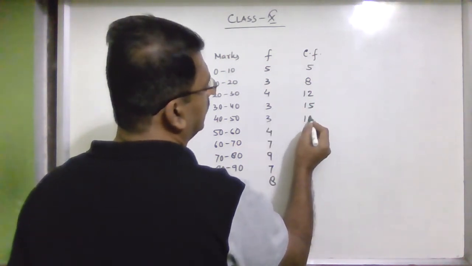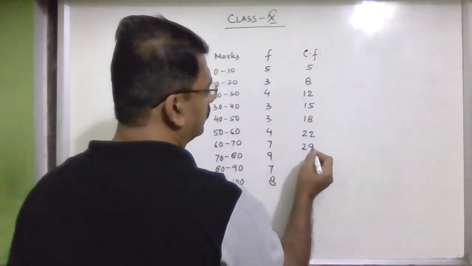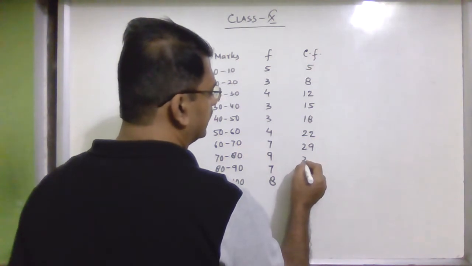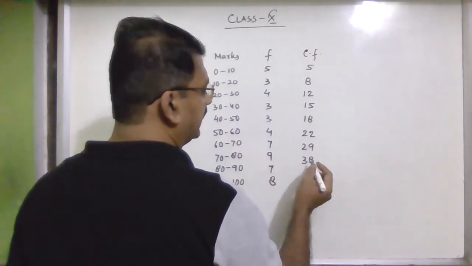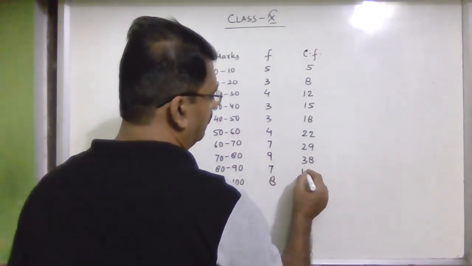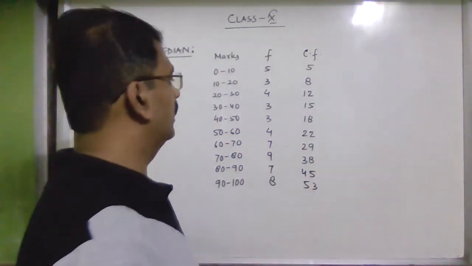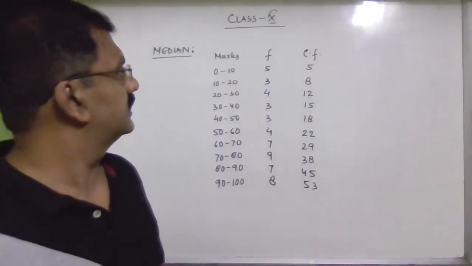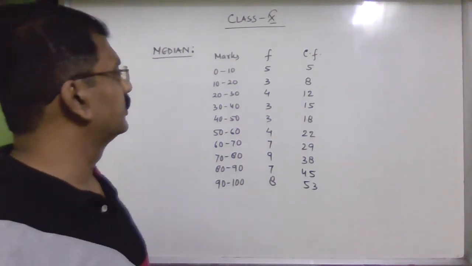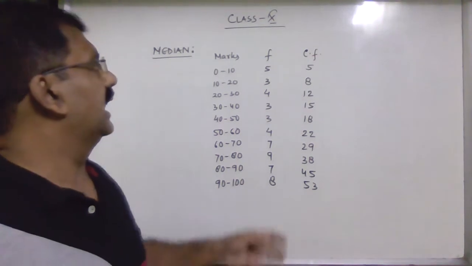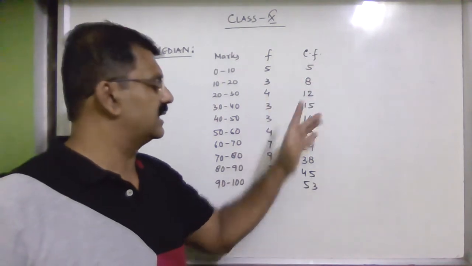15 plus 3, you write down 18 here. 18 plus 4, you write down 22 here. 22 plus 7 is 29, you write down 29 here. 29 plus 9 is 38, so you write down 38 here. 38 plus 7 will be 45, and 45 plus 8 is 53. So you just see, the frequencies are 5, 3, 4, 3, 3, 4, 7, 9, 7, 8, and in the cumulative frequency, the first one is the same, then this plus this, then this plus this, and so on.